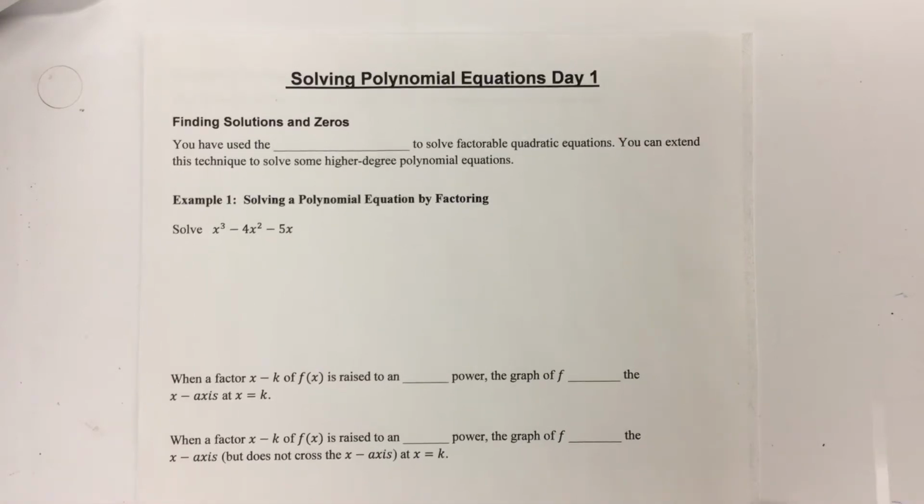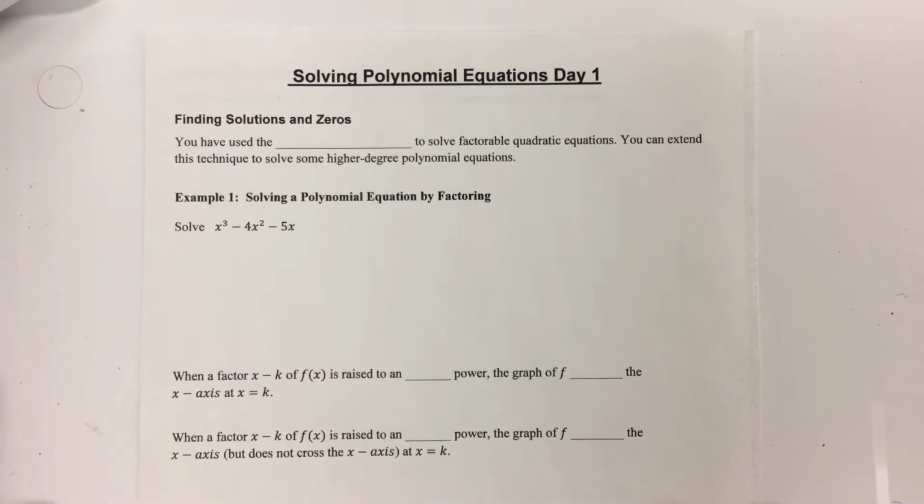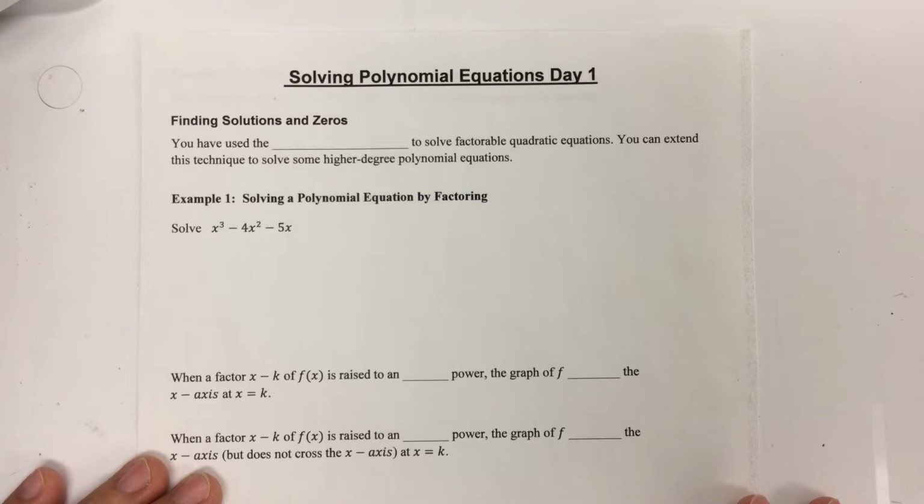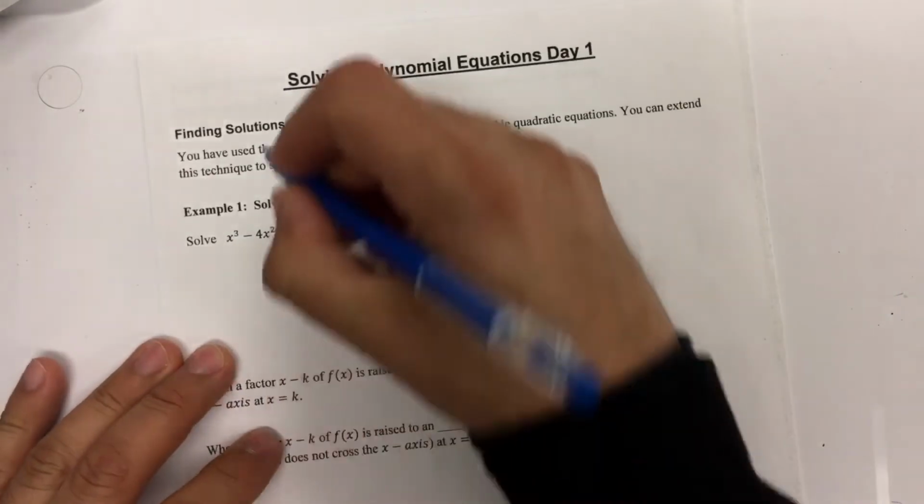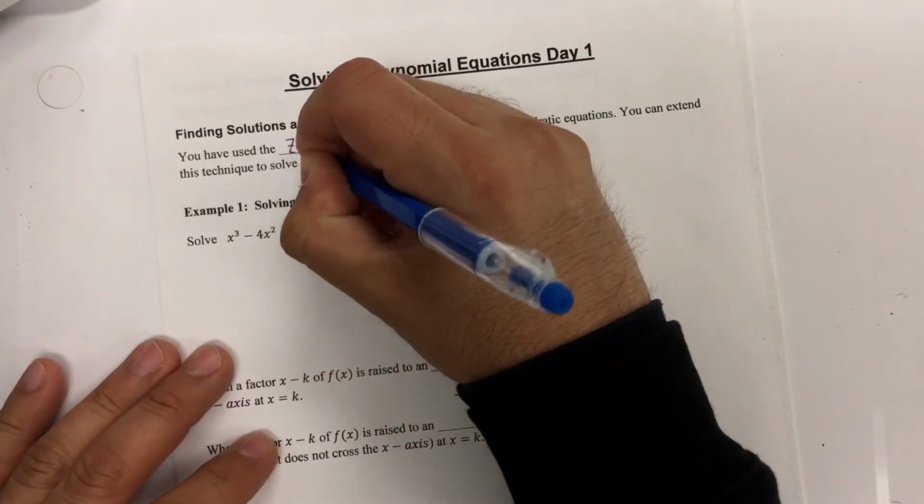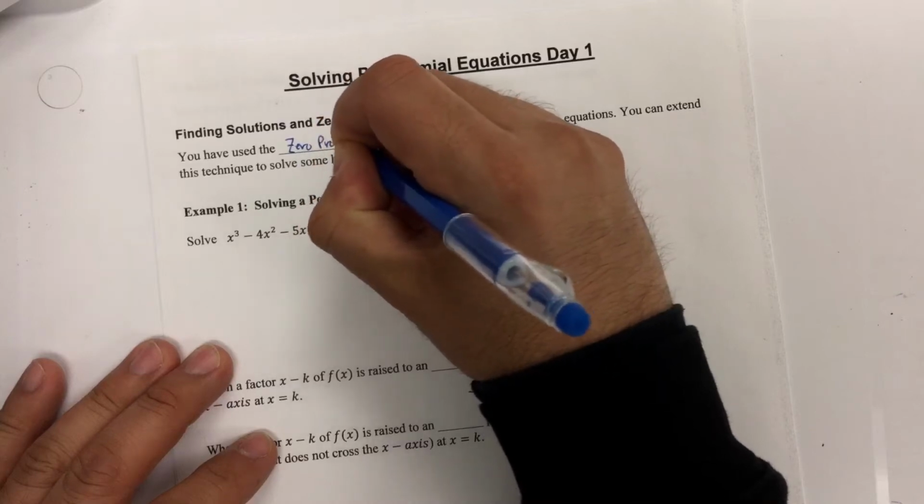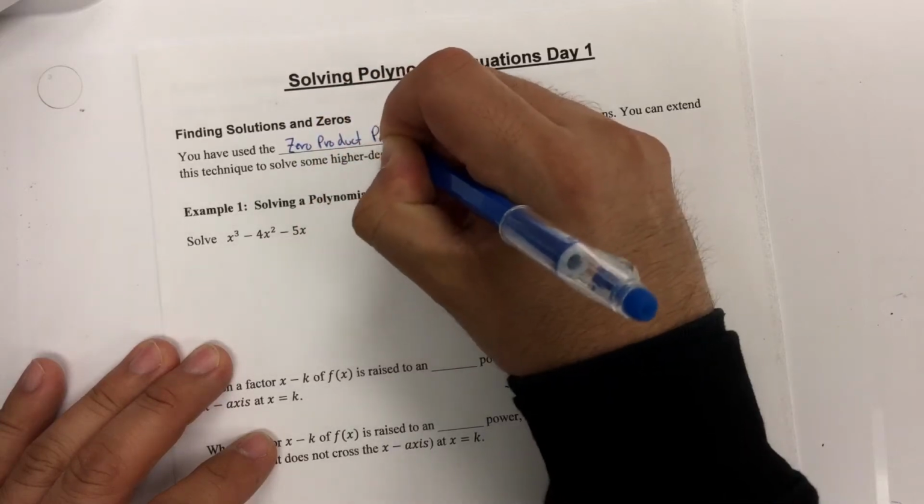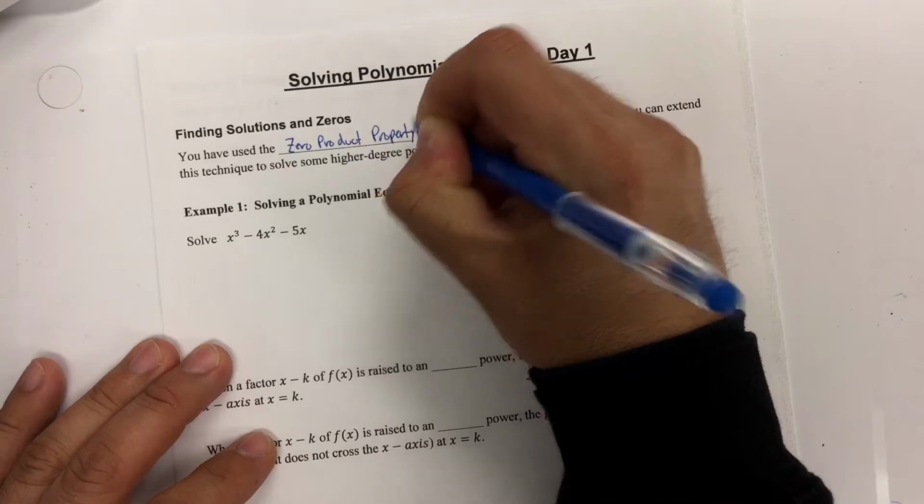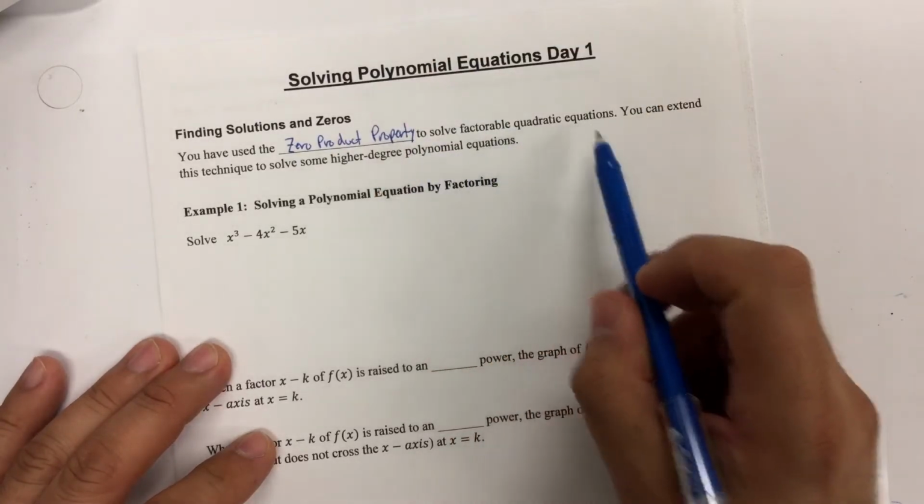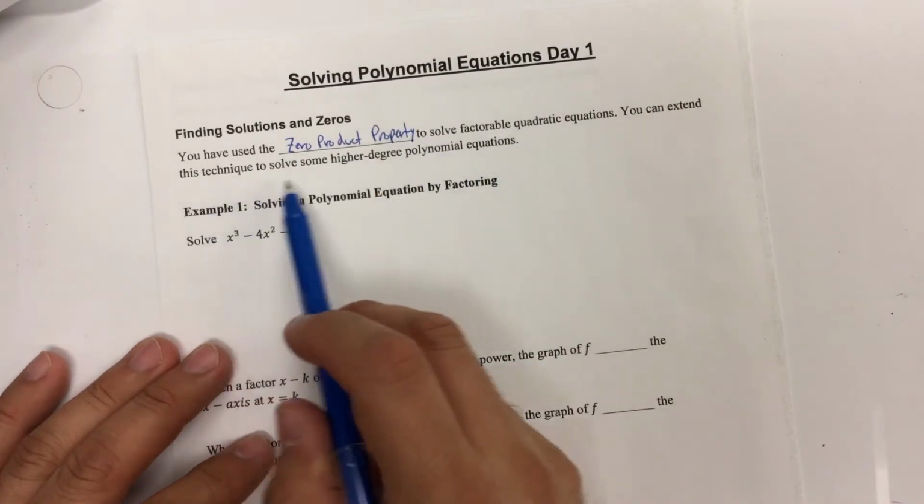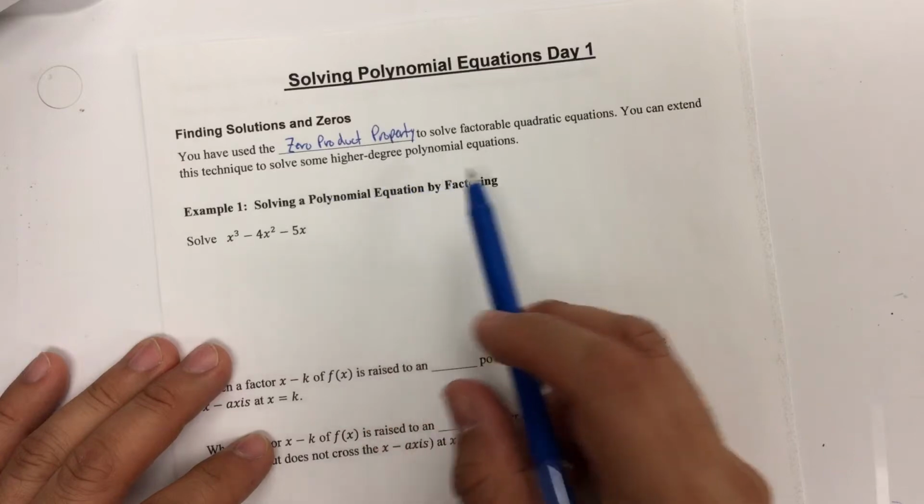All right, so these are the notes for solving polynomial equations, day 1. Here it says we're going to find the solutions and zeros. You have used the zero product property to solve factorable quadratic equations. You can extend this technique to solve some higher degree polynomial equations.